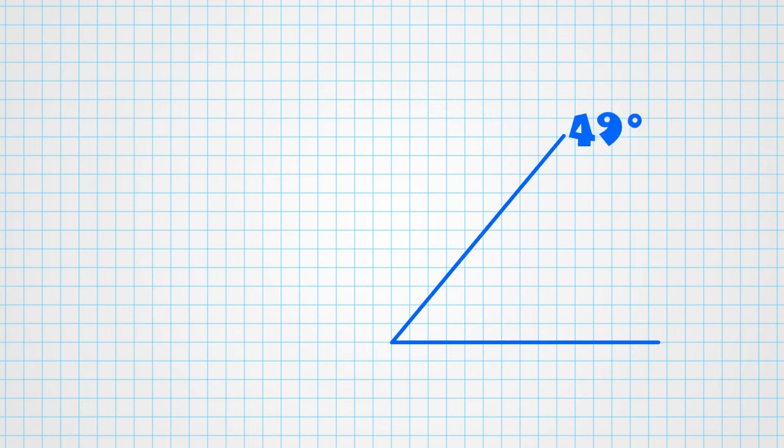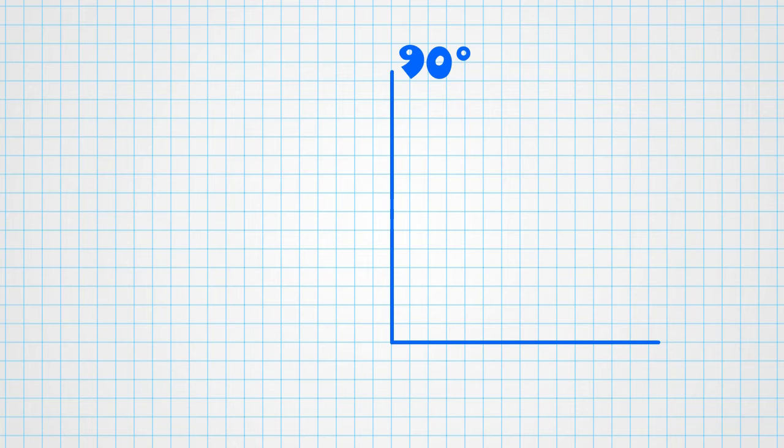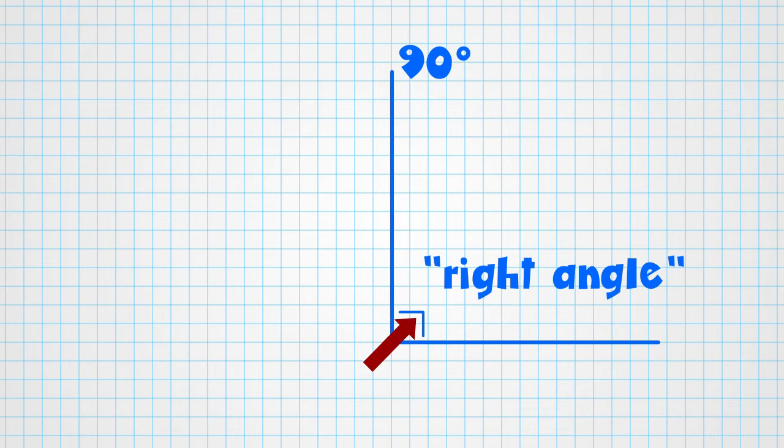Now, here we see the number of degrees getting bigger and bigger until we get to right here, with the second line pointing straight up. This angle is 90 degrees. This is a very important angle called a right angle. See that little quarter marker there? That means that's a right angle. And maybe I'll tell you some more about right angles some other day, but right now let's keep going.